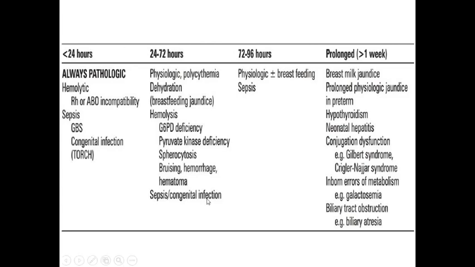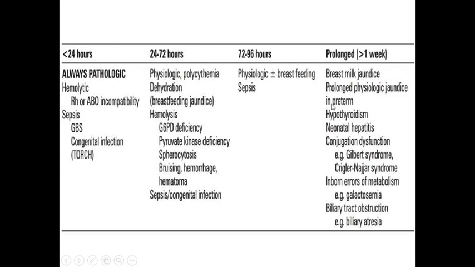So it may be due to some abnormality in the enzymes that are required for this conjugation process in the liver. It could be due to breast milk jaundice. Now there's a compound in breast milk that will impair your conjugation process. So this is called breast milk jaundice. In some people this can occur, or it could be due to severe dehydration in the baby, right?